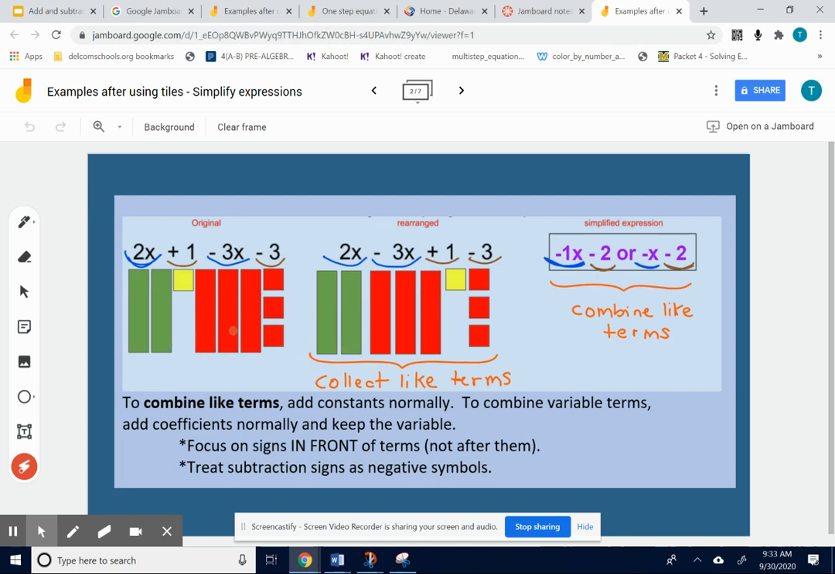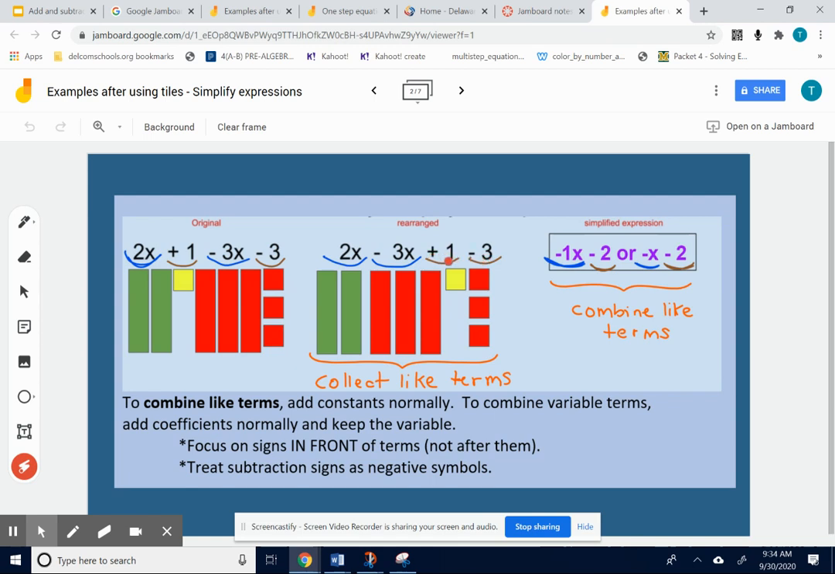Okay, we rearranged so that we put the rectangles, the 2x and the negative 3x side by side, and the positive 1 and the negative 3 side by side. Okay, we collected the like terms together. Okay, the 2x and the negative 3x are like terms, and the positive 1 and the negative 3 are also like terms.